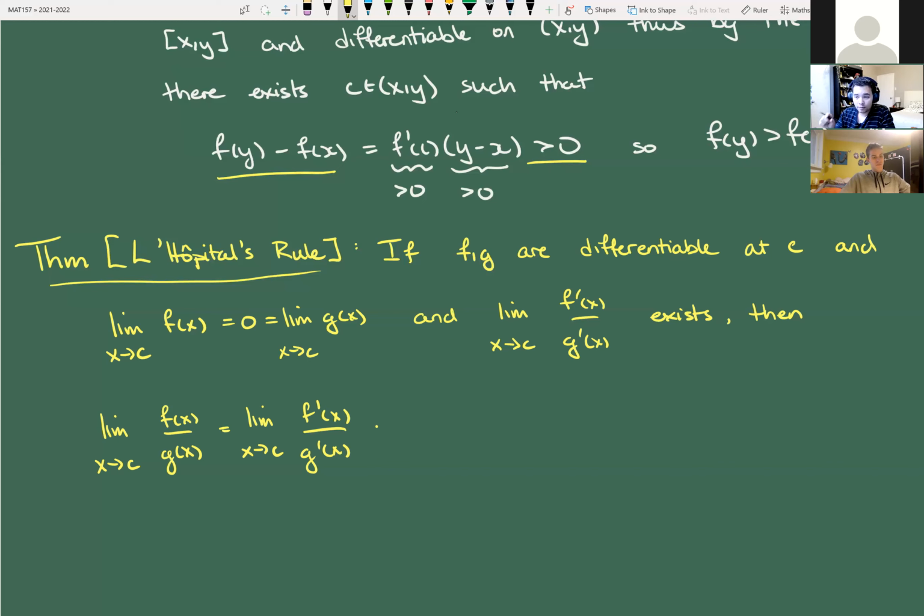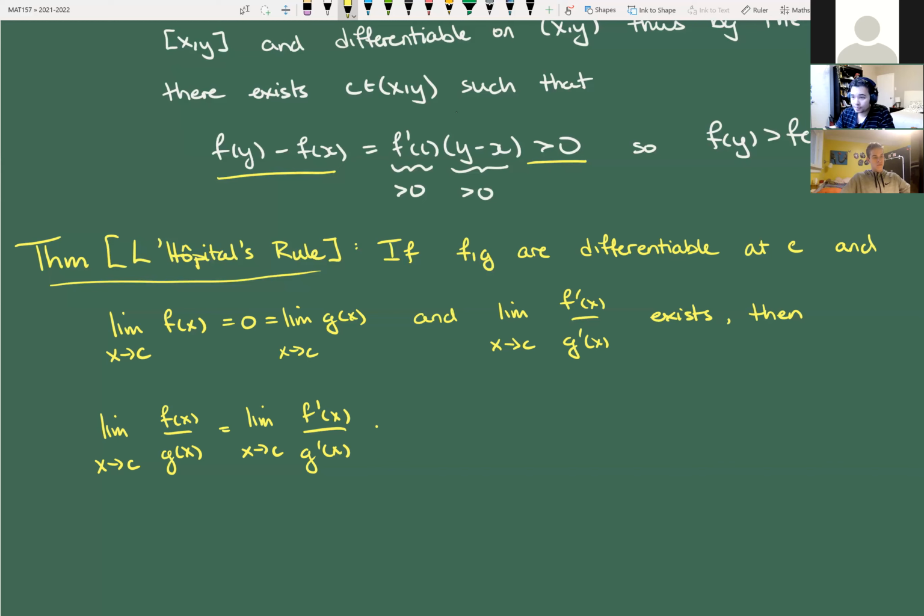Now, an important point here is that you also need to know that the limit of f prime over g prime exists ahead of time, right? If that thing doesn't exist, then there's really nothing you can say here. I mean, there is, but you have to prove a different version of this theorem. So we're proving if the limit of f prime over g prime exists, then in fact, the limit of f over g is the limit of f prime over g prime.